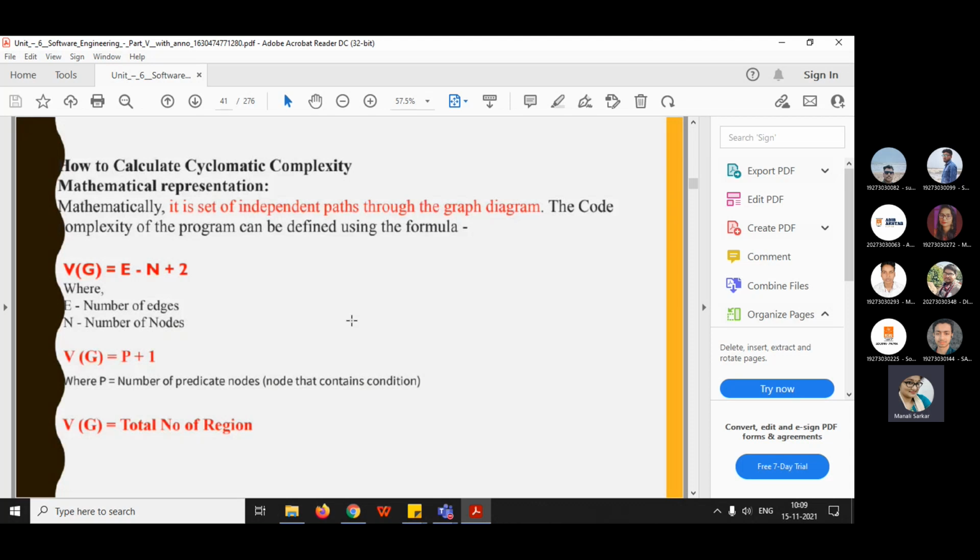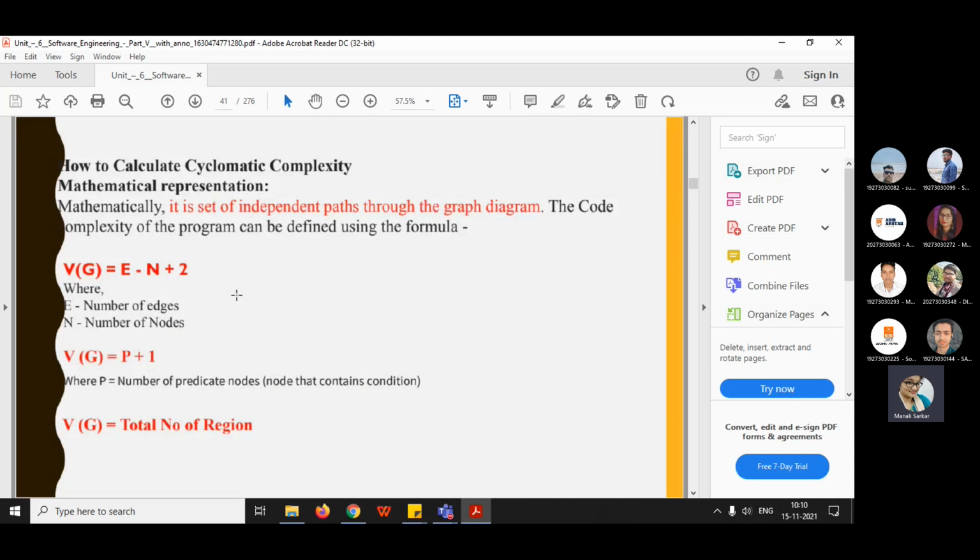There are three different ways to compute the cyclomatic complexity for structured programs. The results computed by all the three methods are guaranteed to agree. So these are the three formulas. Mathematically, it is a set of independent paths through the graph diagram. So the code complexity of the program can be defined as this. You can calculate the cyclomatic complexity by computing this formula, that is Vg equals E minus n plus 2.